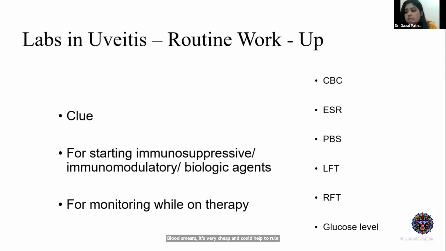Liver function test, renal function test, and blood glucose levels need to be done to establish a normal baseline and to monitor the response, especially when the patients are on steroids and immunosuppressives.